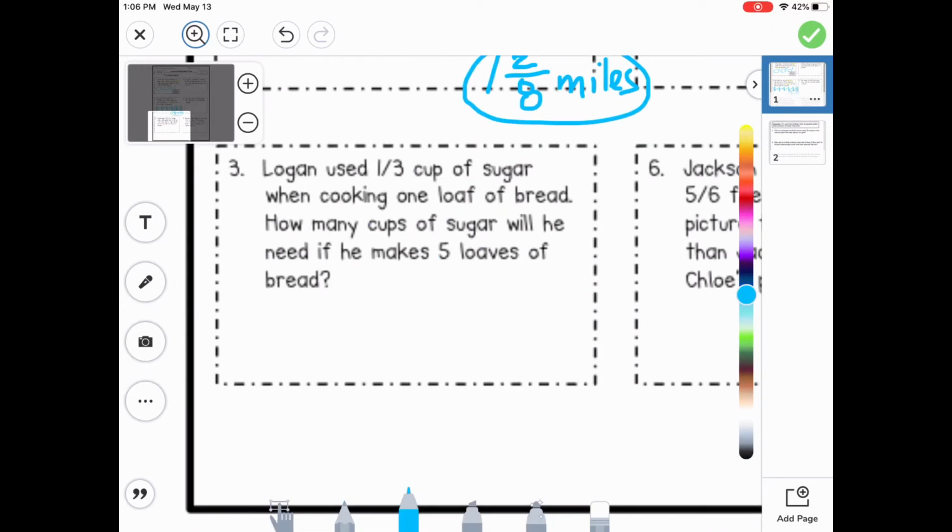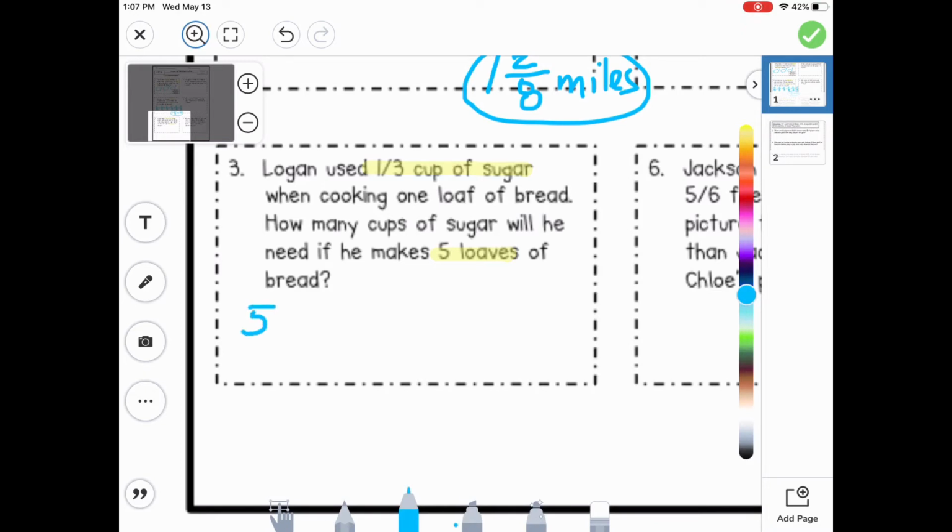Let's take a look at number 3. Logan used 1/3 cup of sugar when cooking 1 loaf of bread. How many cups of sugar will he need if he makes 5 loaves of bread? So again, on this problem, we could do repeated addition. You could draw a picture to show 1/3 5 times. I think for this problem, I'm going to use the new strategy that I showed you yesterday.